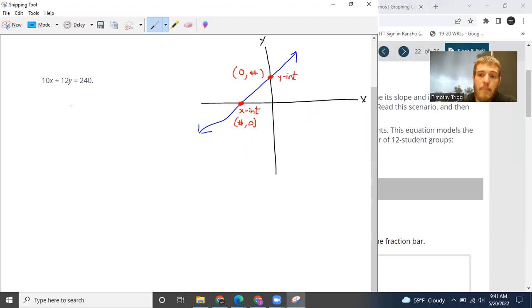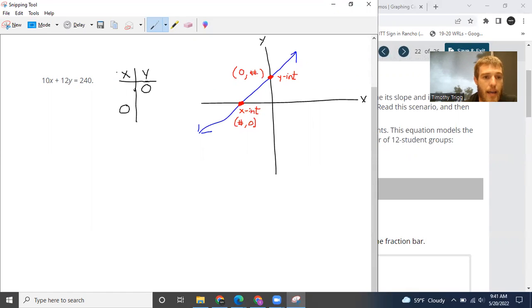Now, this helps me out quite a bit because if I have an equation like the one I have here, 10x plus 12y equals 240, this allows me to easily find the x-intercept and y-intercept. And let me show you. So if I want to find the x-intercept, I'm going to go ahead and make an x, y table here. To find the x-intercept, I'm going to replace the y with 0. That'll tell me the x-intercept. Then to find the y-intercept, I replace the x with 0. Okay, so let's go ahead and take a look here.